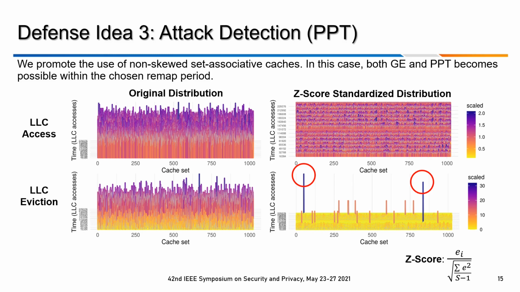Luckily, both algorithms incur an abnormally high amount of evictions on the target cache set, which can be easily detected using a hardware detector. This slide shows the detection result for two PPT attacks. The hardware detector analyzed the distribution of cache events over the cache set. As shown on the left-hand side, the distribution of the cache accesses and evictions looks like noise. But if we apply a Z-score standardization on them, as shown on the right-hand side, two peaks clearly appear on the distribution of the cache evictions. This is because multiple evictions are triggered inside the target cache set during the final test phase of the PPT algorithm.